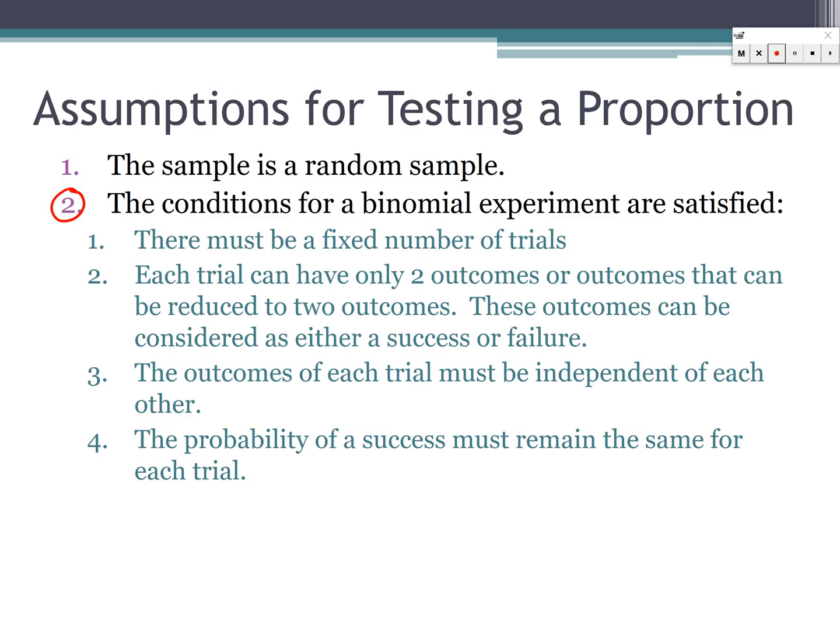We have a fixed number of trials. Each trial only has 2 outcomes, or if you have multiple outcomes, you can group them or simplify them down to 2 outcomes. Outcomes for each trial are independent, and the probability of success is the same for each trial. Again, I would not take the time to rewrite those properties. We've seen them at least 3 other times.